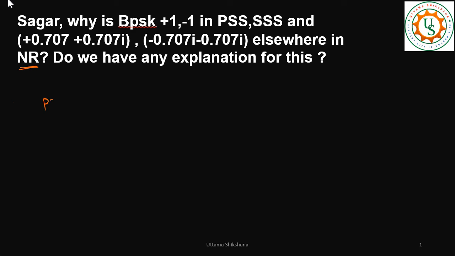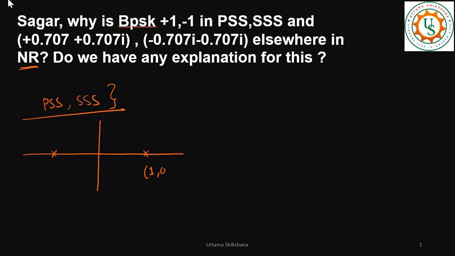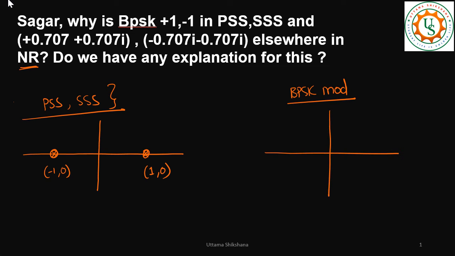The thing is, for PSS SSS signals, if we plot these signals, we will get something like this. All the samples will fall under this point and this point. Whereas if we do BPSK modulation, after the BPSK modulation block we will see that the samples are lying at these 2 points. So why is there such a difference is the question.